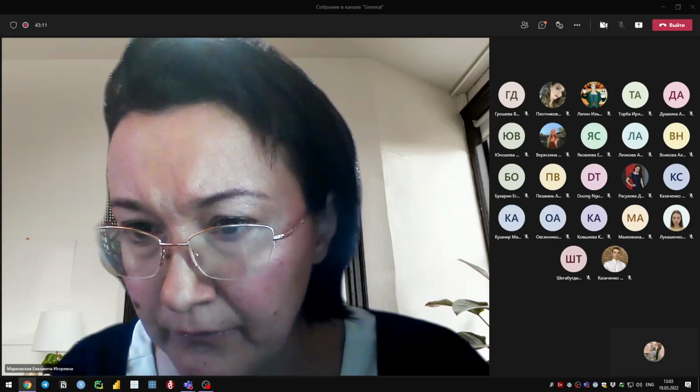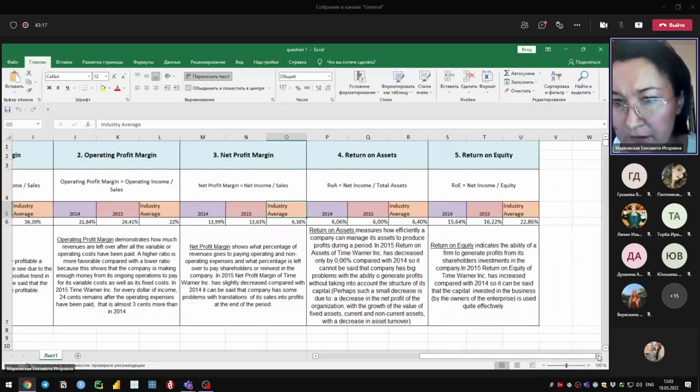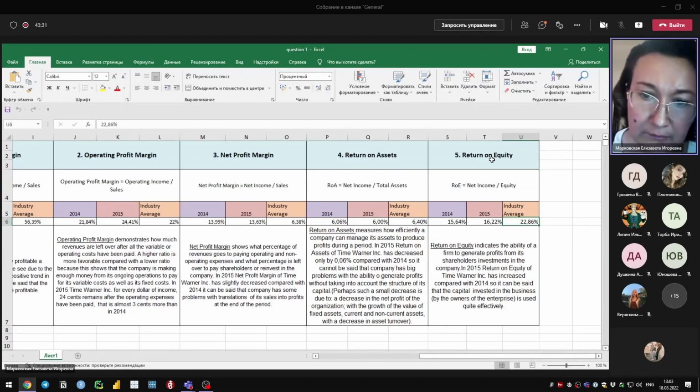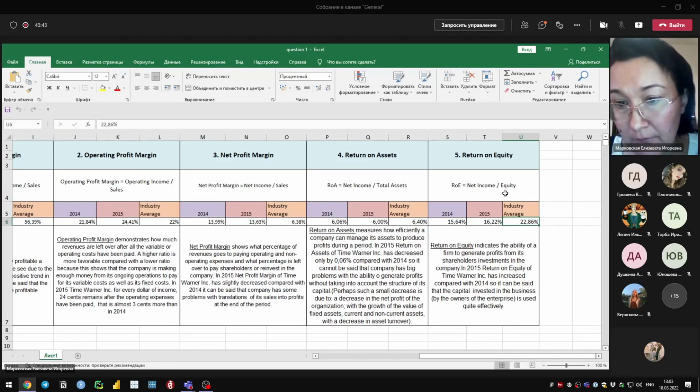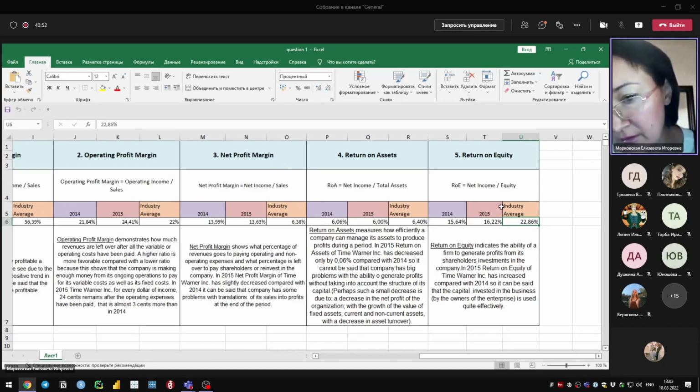So return on assets and return on equity. I have found the industry average, and you can see that our company in that period had return on assets and return on equity that were less than the industry average. But in fact, return on equity in 2015 was more than in 2014.